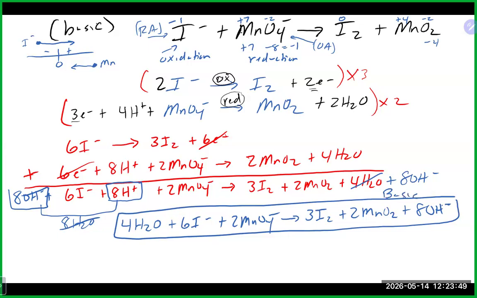And again, we should still be balanced in terms of elements. 8 hydrogens on the left, 8 on the right. 8 and 4 is 12 oxygens on the left. 4 and 8 is 12 on the right. 6 iodines on both sides. Overall charge on the left looks like a -8. Overall charge on the right is a -8 as well. So again, balanced both ways.